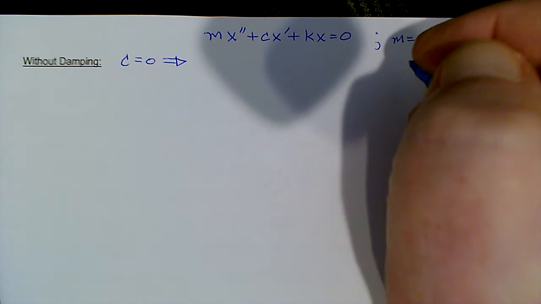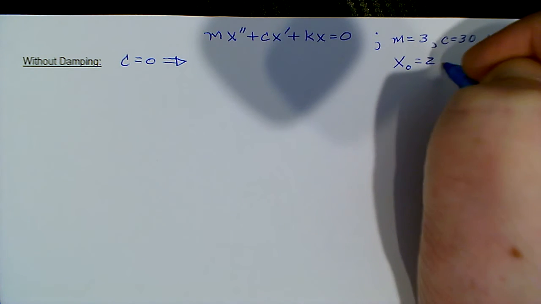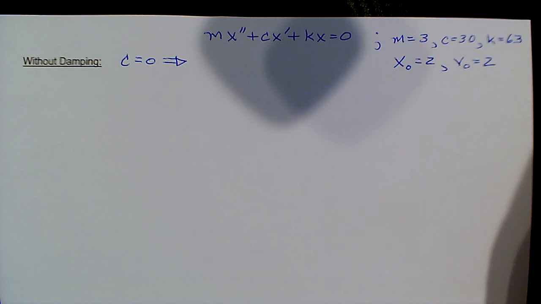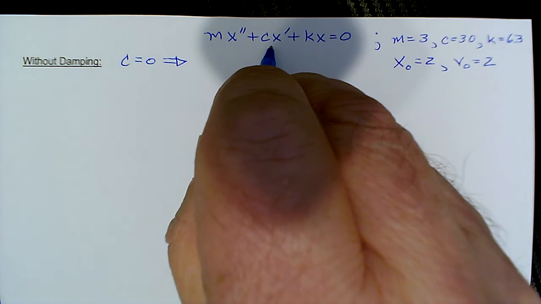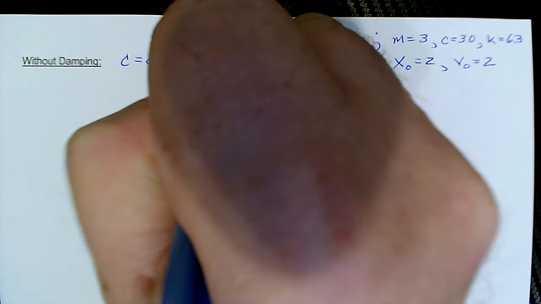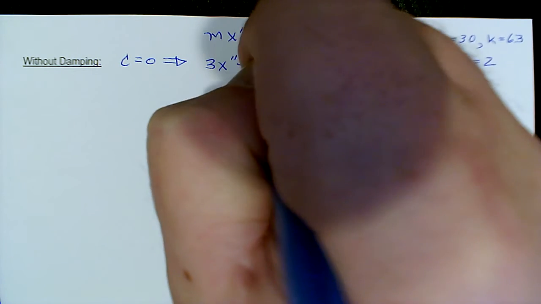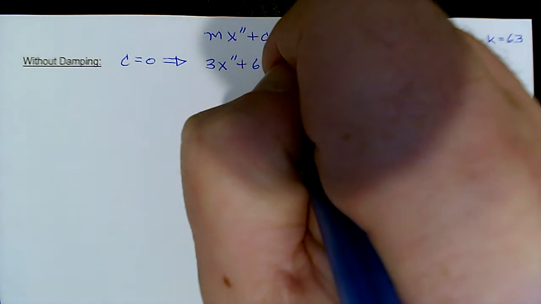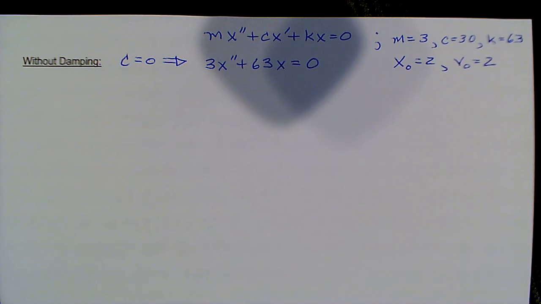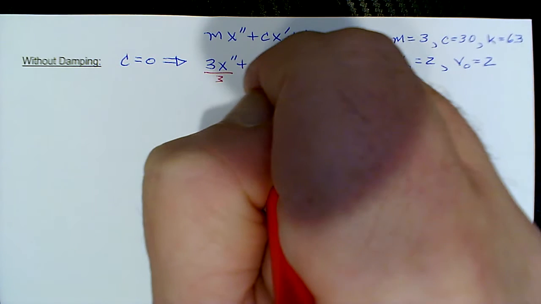And they also mentioned the initial conditions again. We'll repeat them here. x sub 0 was 2, and v sub 0, which is really x prime of 0, is also 2. But substituting a 0 in for c, instead of using 30, we get 3x double prime plus 63x is equal to 0. And again, just to make things a little bit easier, we'll divide out the 3.